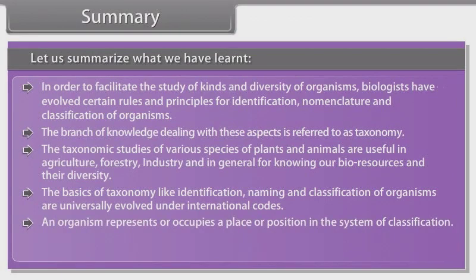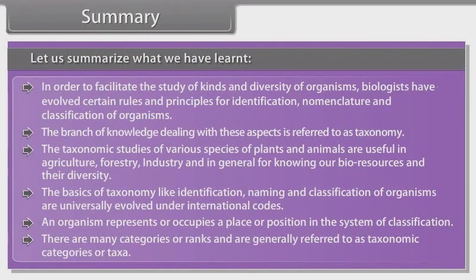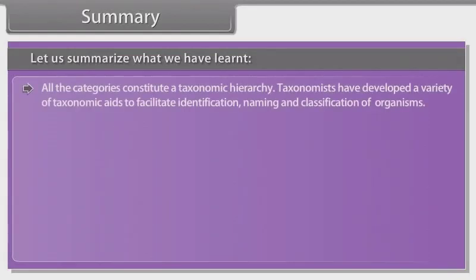An organism occupies a place or position in the system of classification. There are many categories or ranks, generally referred to as taxonomic categories or taxa. All the categories constitute a taxonomic hierarchy. Taxonomists have developed a variety of taxonomic aids to facilitate identification, naming, and classification of organisms.